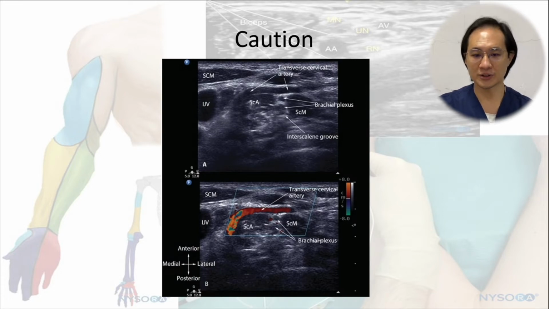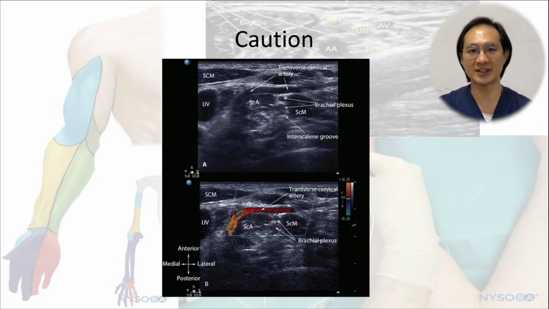We have to be careful also. At this level, there will sometimes be an artery that traverses the brachial plexus, mainly the transverse cervical artery. This will make the block very difficult.